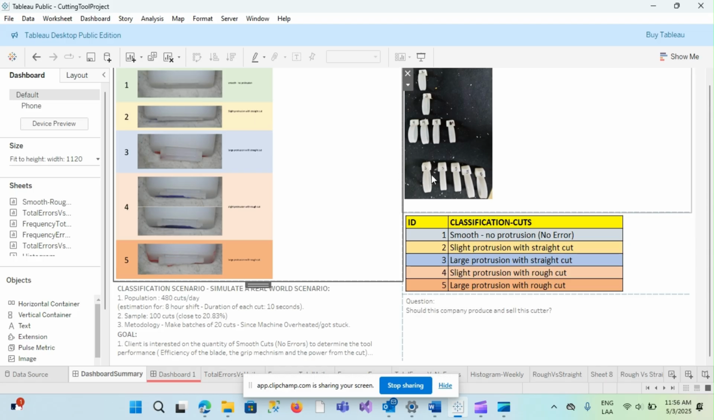Those are real images. You've got to see here number five. This is almost one batch. So 1, 2, 3, 4, 5, 6, 7, 8, 9, 10, 11. From these 11 cuts, we already have five large protrusions with rough cuts, which is not a good batch. This one, for number four, three, and two. So just in this image, we don't even have one number one. So let's go back to the dashboard real quick.